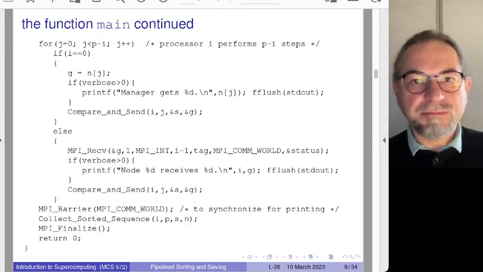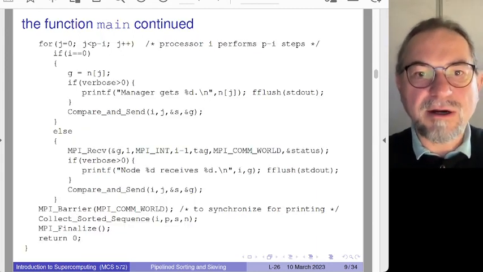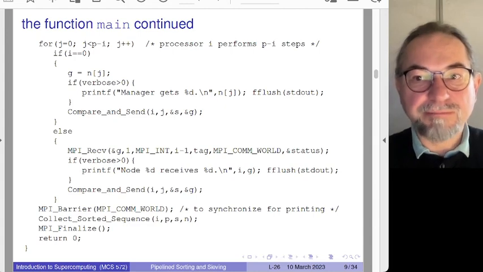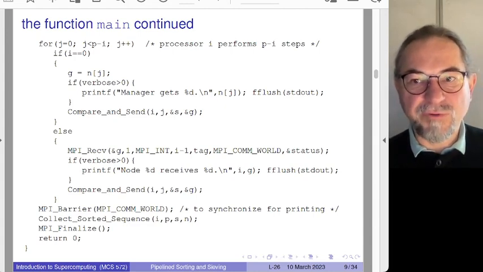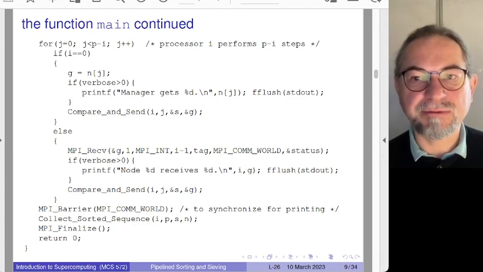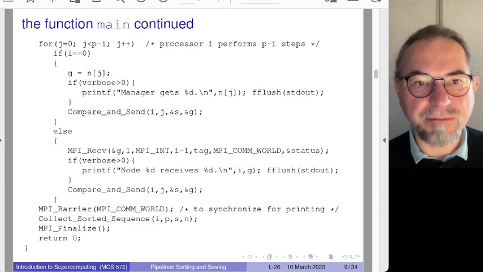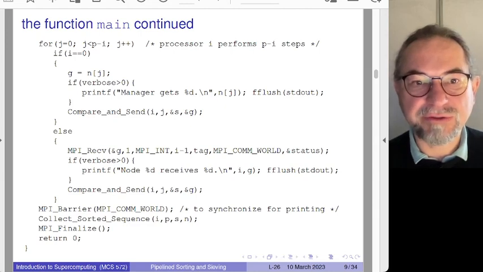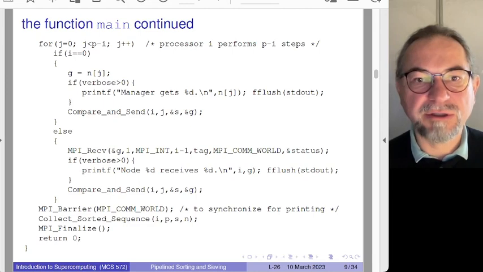Okay, so there are a number of steps. Here, processors that are further down the pipeline do fewer steps than processors with a higher identification number. So what processor 0 does, and actually every processor does this, it will compare the numbers.